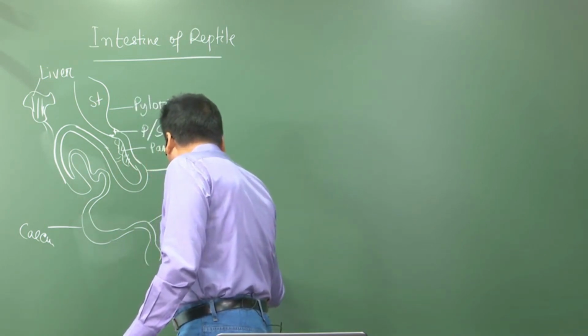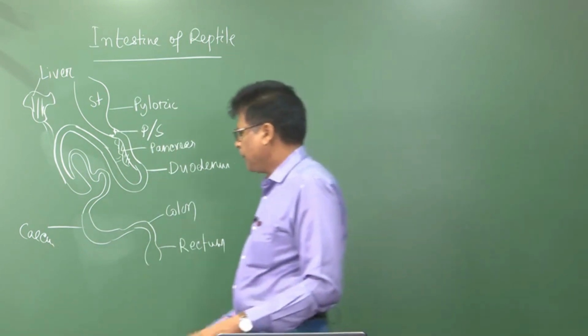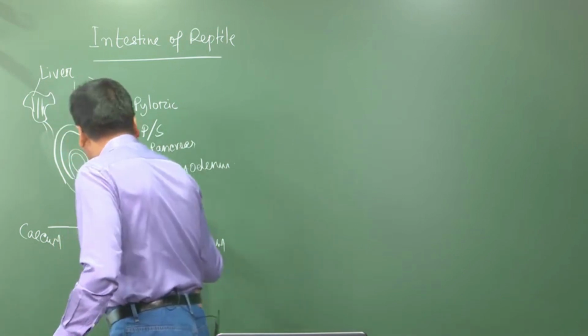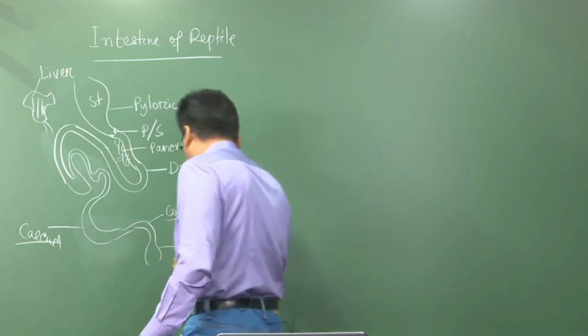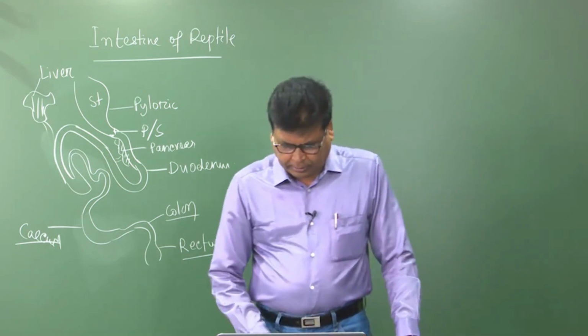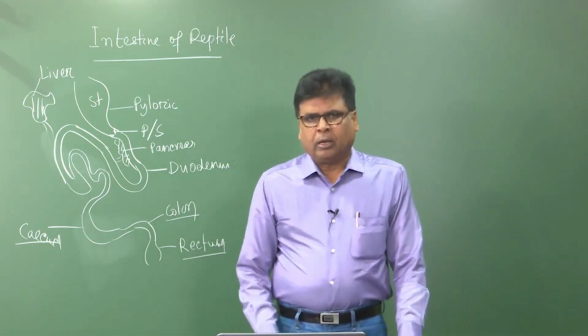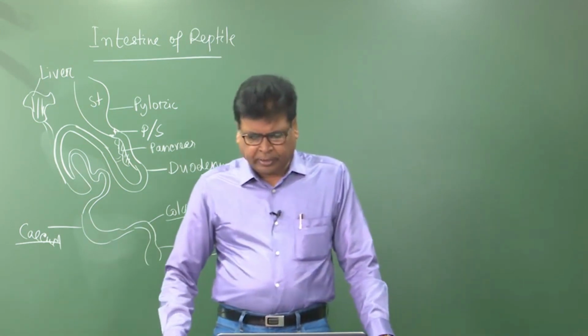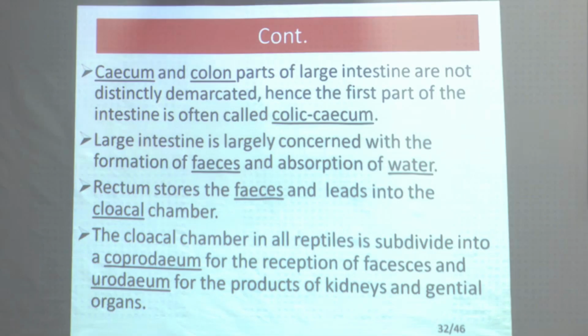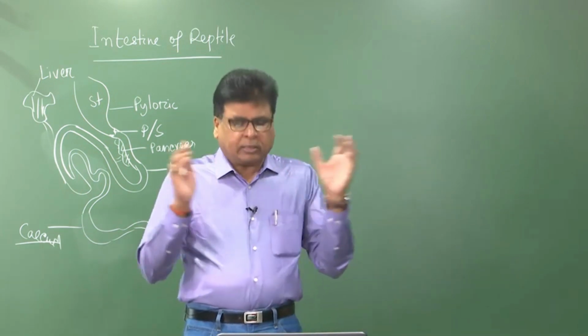So, in the case of reptiles, the large intestine is divisible into three parts. The first part is known as the cecum, the second part is known as the colon, and the third part is known as the rectum. The rectum opens to the outside. In reptiles, the rectum is the last part, and the cecum and the colon parts of the large intestine are not distinctly demarcated, not separated.